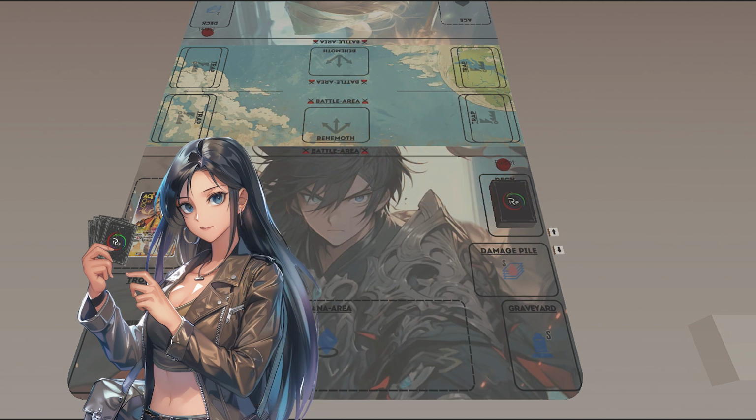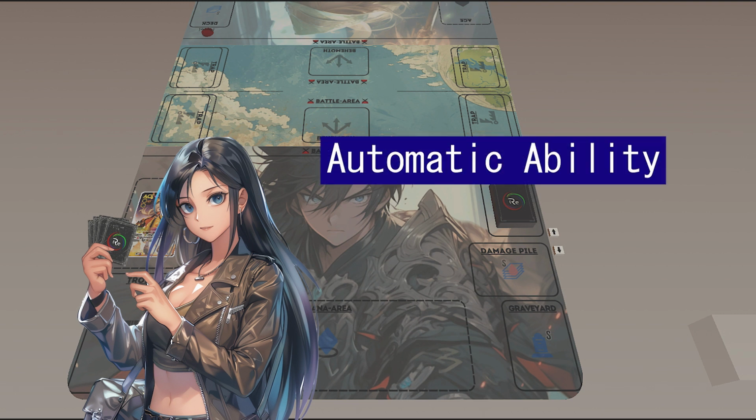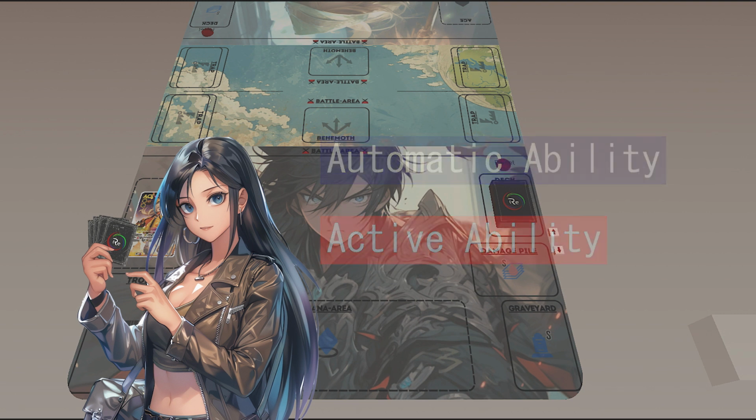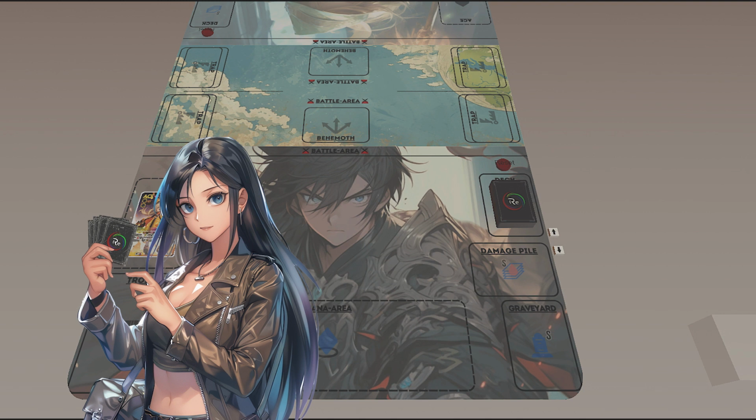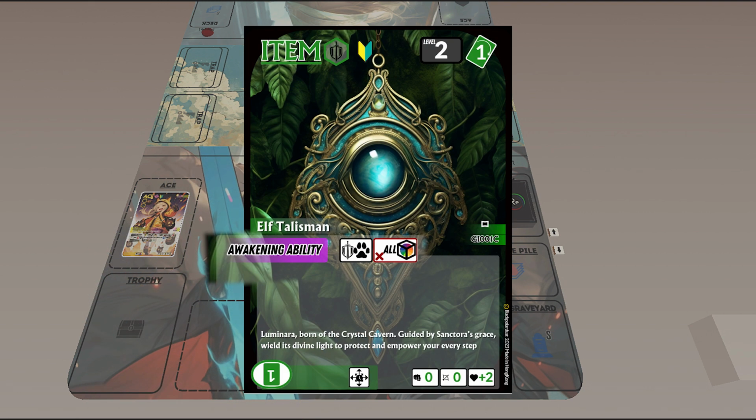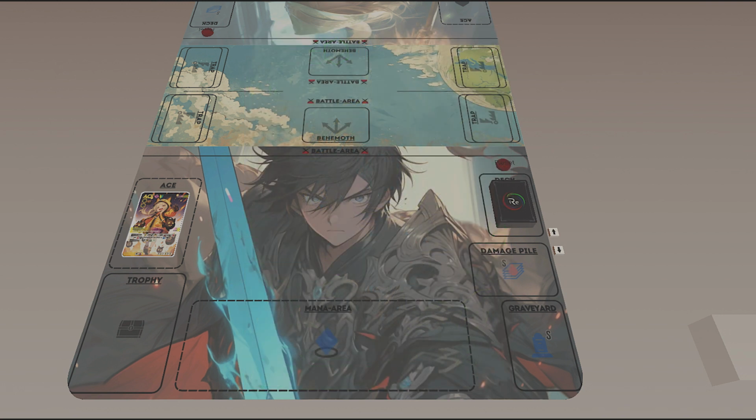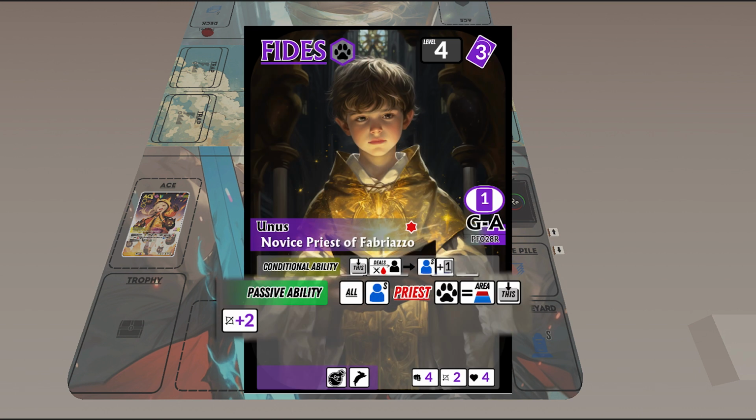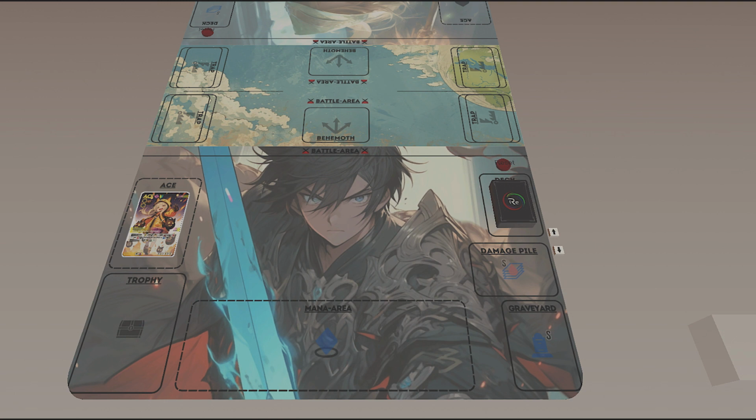Cards in our game have 2 types of abilities: automatic abilities and active abilities. Let's break the automatic abilities down into 4 categories. First, the awakening abilities. These are triggered a single time right after the card is summoned into play. Next, let's talk about passive abilities. These provide ongoing effects while the card remains in play.